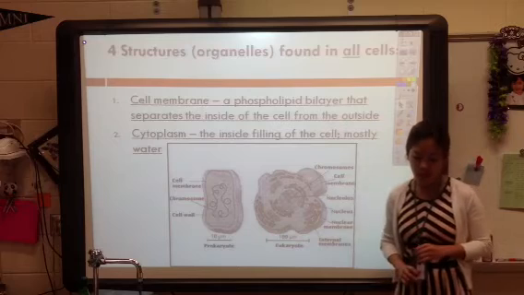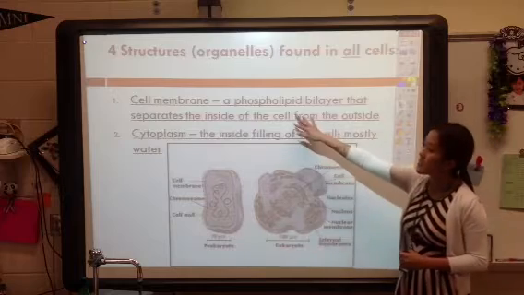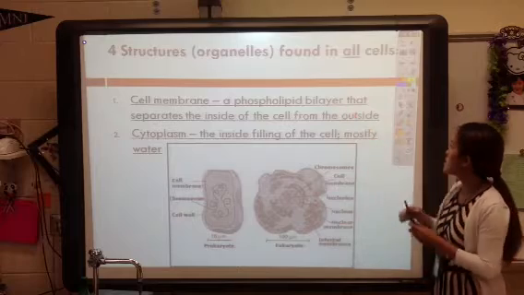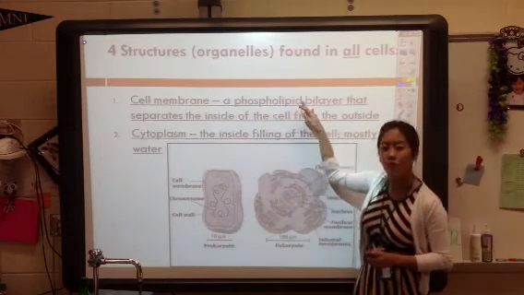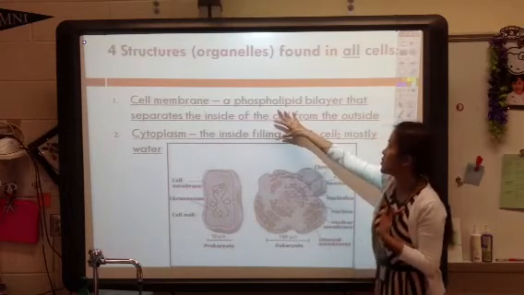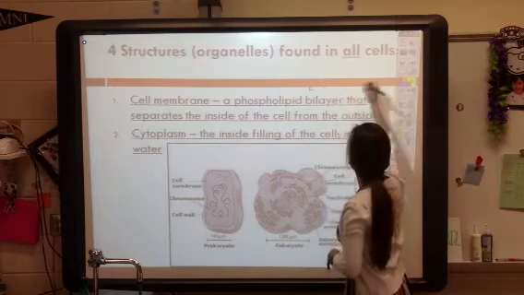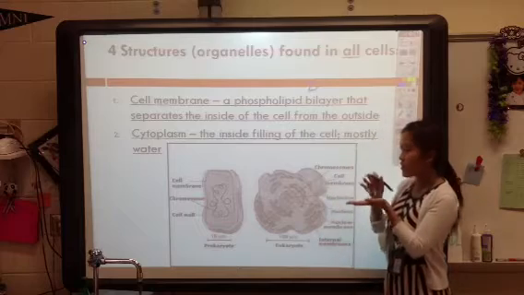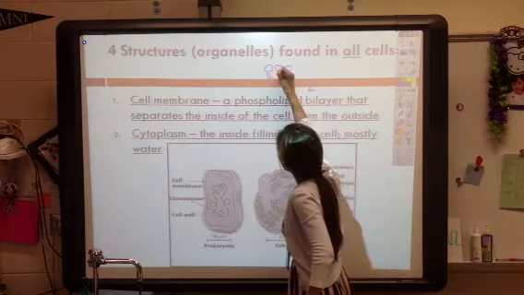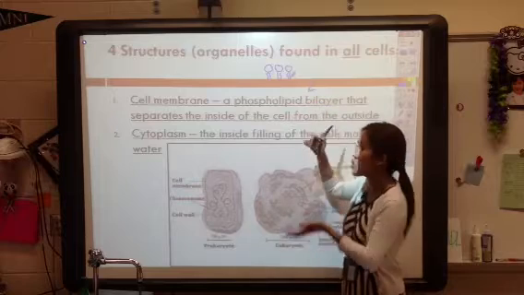Now there are four main structures that we're going to talk about that are found in all cells. The first is the cell membrane, and this is a phospholipid bilayer. So here are our lipids, our fats that we've talked about when we talked about macromolecules, an organic macromolecule. There are actually two layers of those phospholipids. Remember that our phospholipids looked like this: there was that phosphate head and those fatty acid tails, and now there are actually two layers of them.